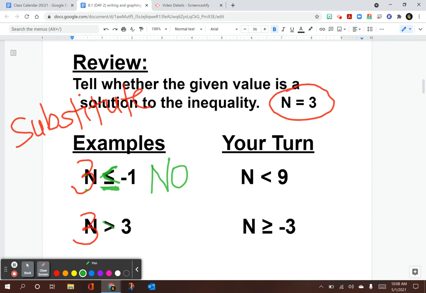3 is greater than 3? Well, that's not true either. If this one had the or equal to option, then it would have been okay because 3 is not greater than, but it is equal to 3. But because I don't have the or equal to option on my inequality symbol, then I have to say, no, mine didn't work for either one. How about yours?